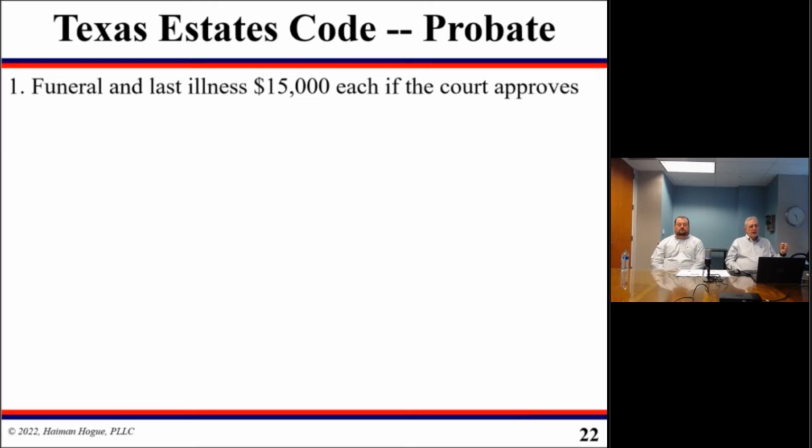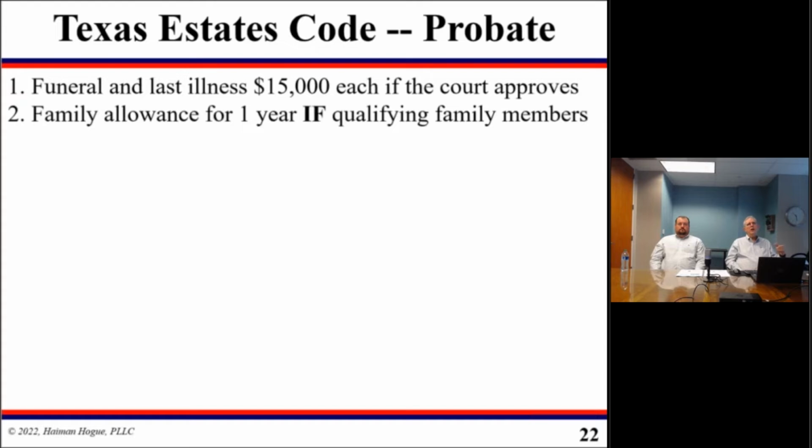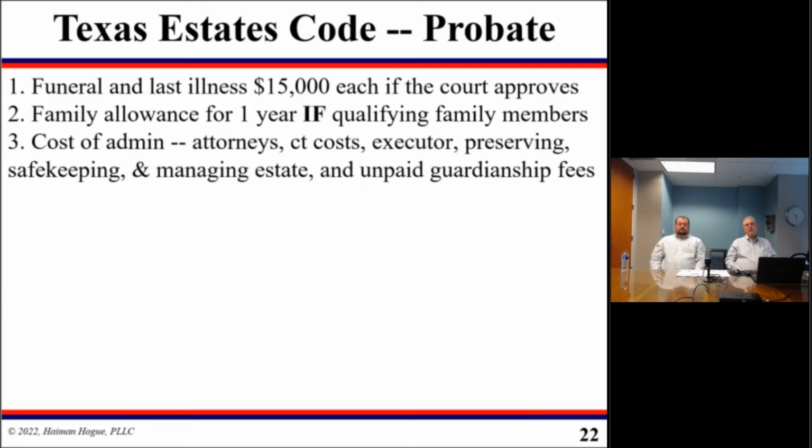The very first people paid are funeral and last illness of up to $15,000 each if the court approves. Now, when you see a phrase that says if the court approves, you should understand that courts approve things because lawyers go and petition the court and sometimes argue before the court. That can be an expensive way to do things, and it also shows that the outcome is not certain. Next comes a family allowance for up to 1 year if there are qualifying family members. Not going to get into that issue today, but I am going to talk about our favorite part, the cost of administration, because you'll see that's where attorneys get paid.